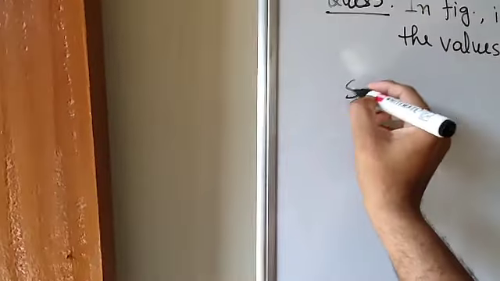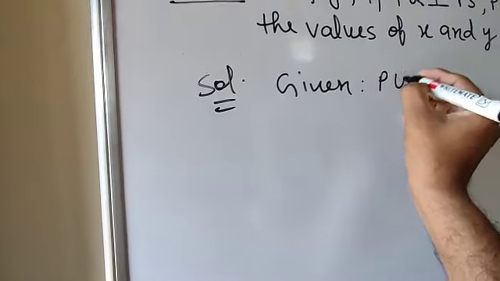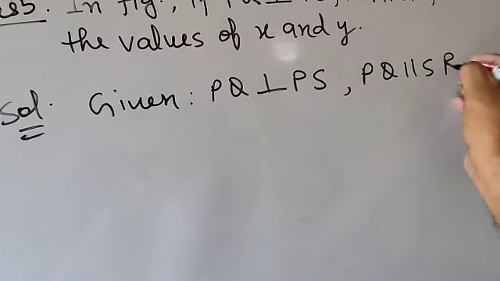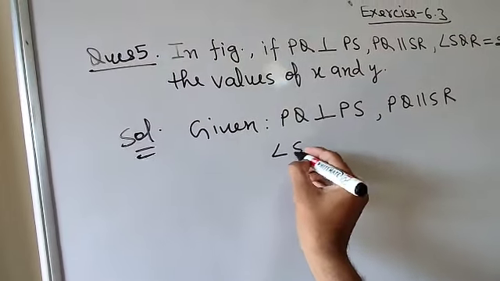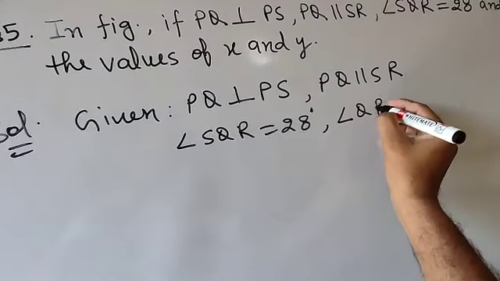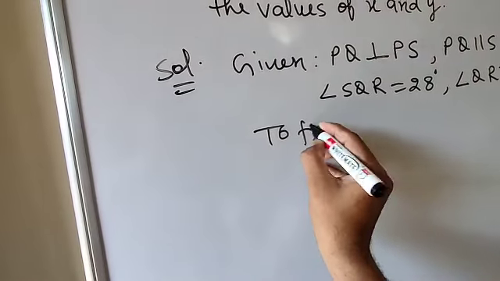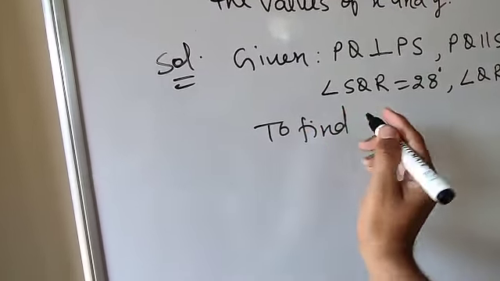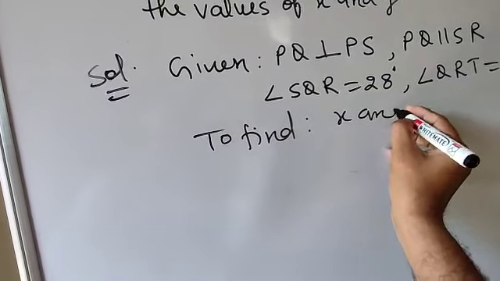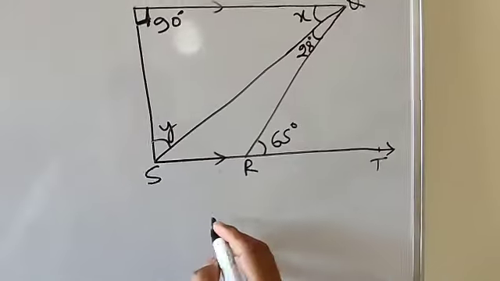So here I am going to give the solution of this question. It is given that PQ is perpendicular to PS, PQ is parallel to SR, angle SQR equals 28 degrees, angle QRT equals 65 degrees. And what are you going to find? You need to find X and Y.